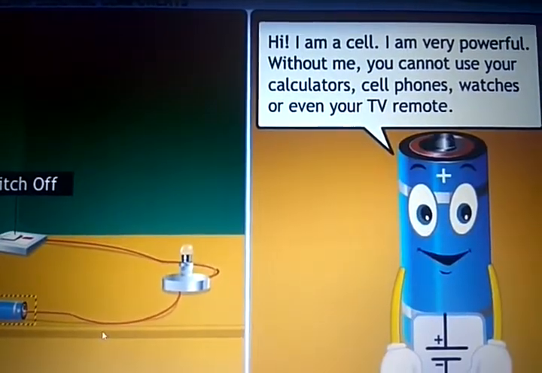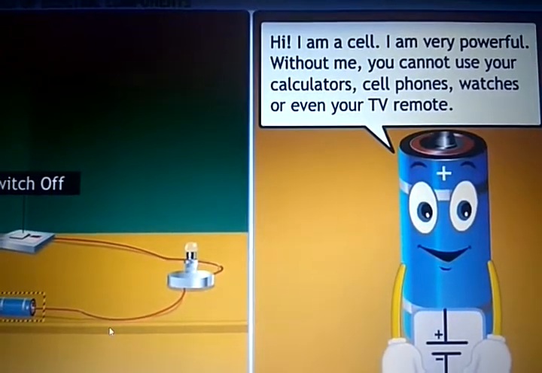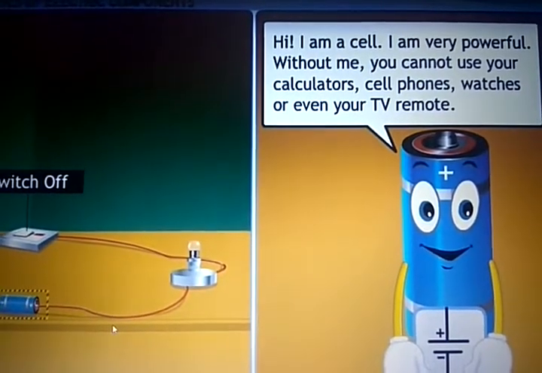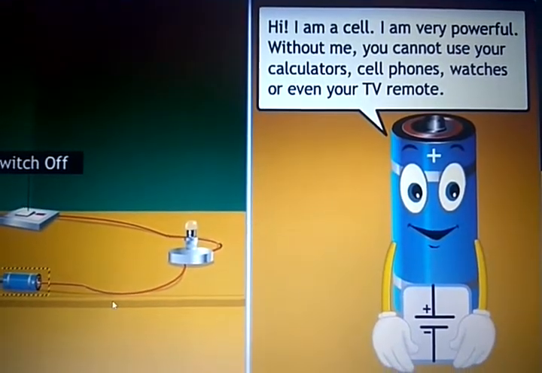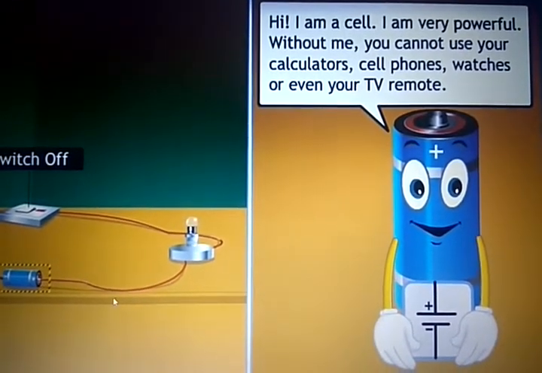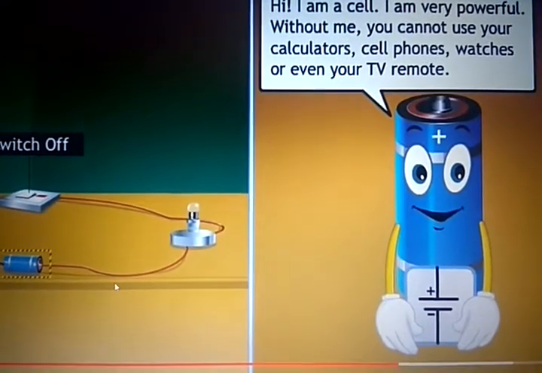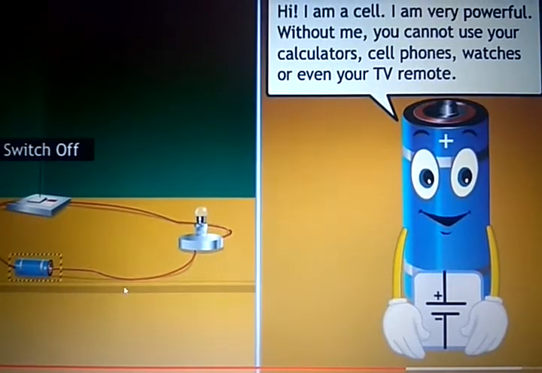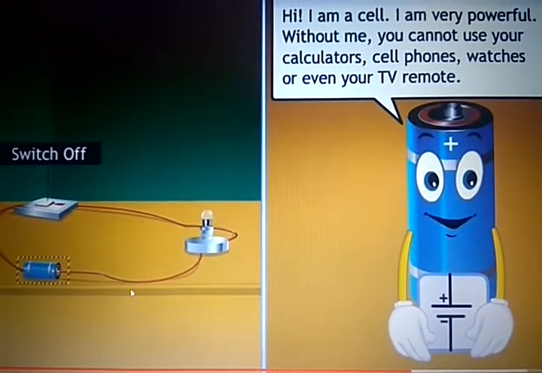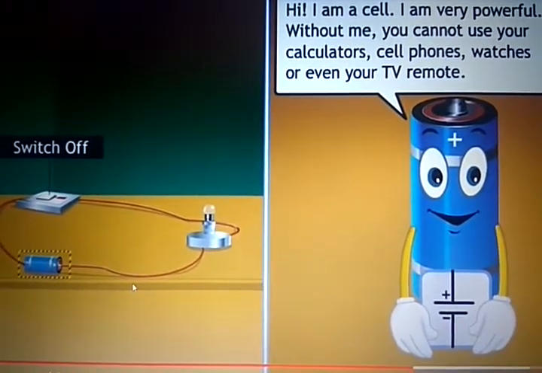This is the introduction of cell. I am a cell. I am very powerful. Without me, you cannot use your calculators, cell phone, watches, even your TV remote. So this is the cell, where you can see it is symbolized by two parallel lines, one bigger and the other smaller. Bigger terminal, that is positive terminal. Smaller, that is negative terminal.